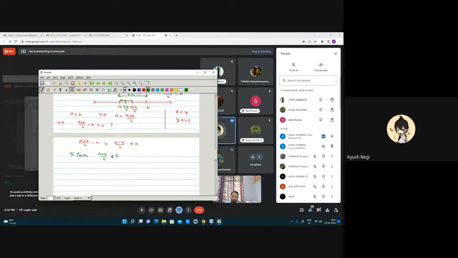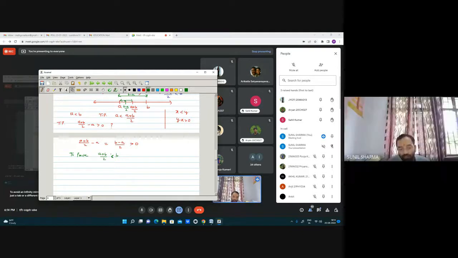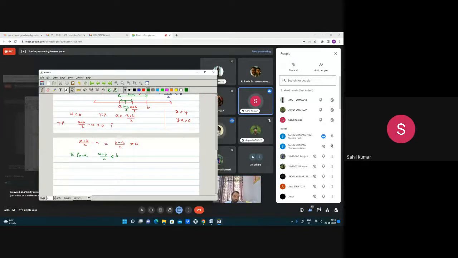B plus A by 2, sir. Ayush, what is the difference B minus A plus B by 2? What is your answer? Yes, Sahil? Sir, B minus A by 2. B minus A by 2 is less than B. Okay, that is also distance, right? That is exactly the distance between A plus B by 2 and B, right? That is also half of the distance between A and B, right? Yeah. Okay.